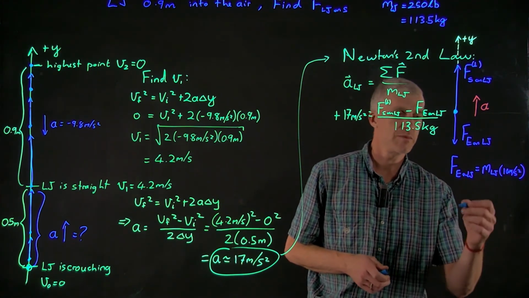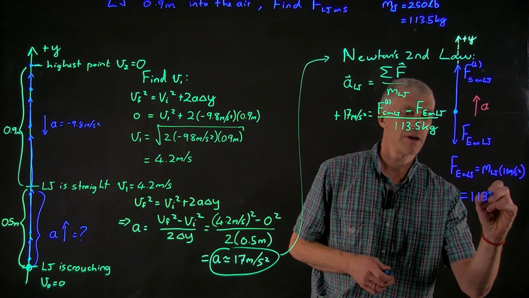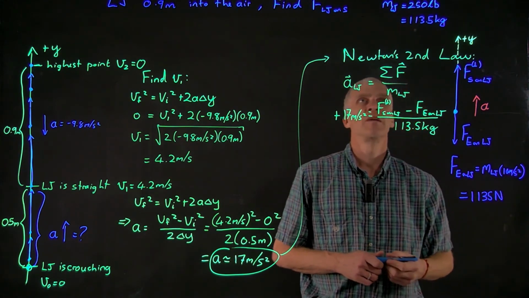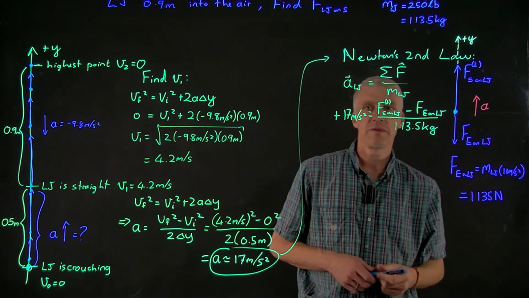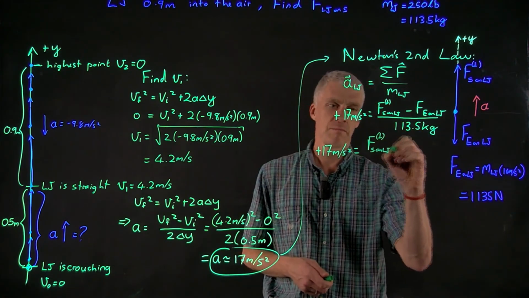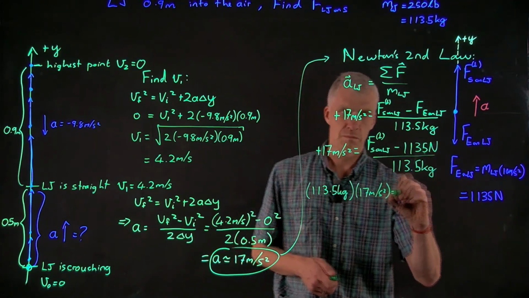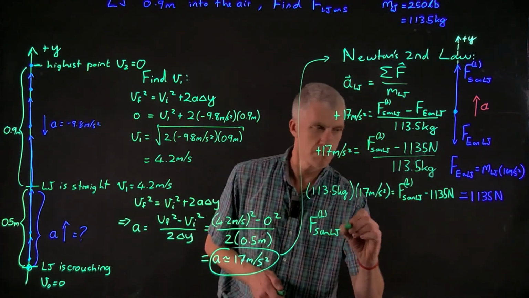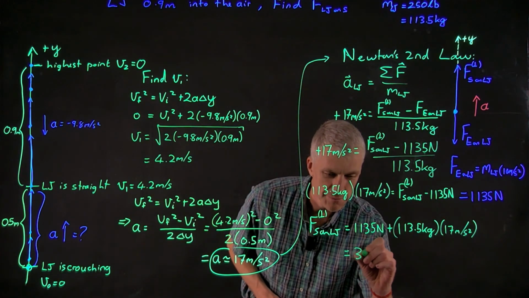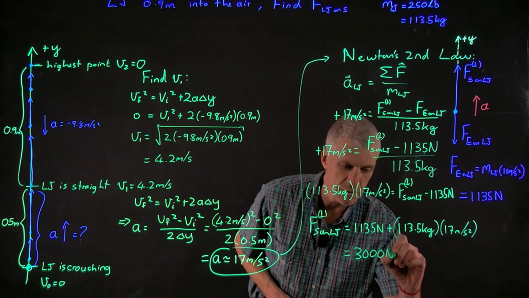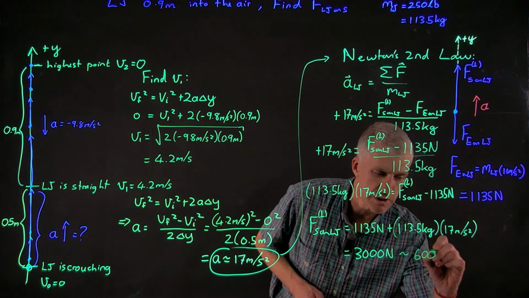Again, this is an approximation problem. It doesn't really matter. And that is equal to 1,135 newtons, just multiplying his mass by 10. And so I can plug this into the equation. And that should give you about 3,000 newtons, which is about 600 pounds.